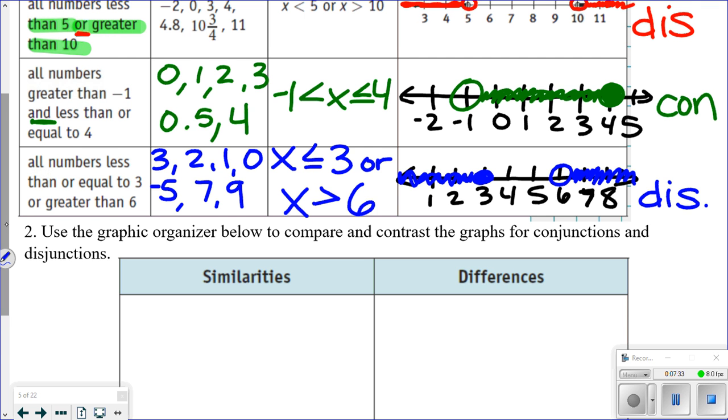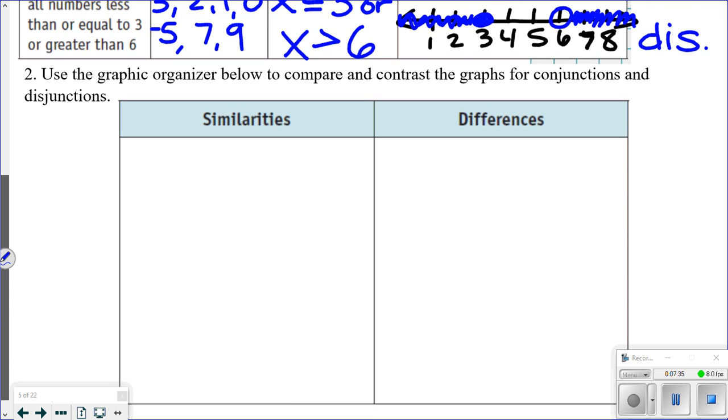So what I would like you to do is answer question 2. Use this table to compare and contrast the graphs above. Just the graphs. For conjunctions, which is the first and the third graph, and disjunctions, which is the second and the fourth graph. So write down some similarities and differences and pause the video to take time to do that.